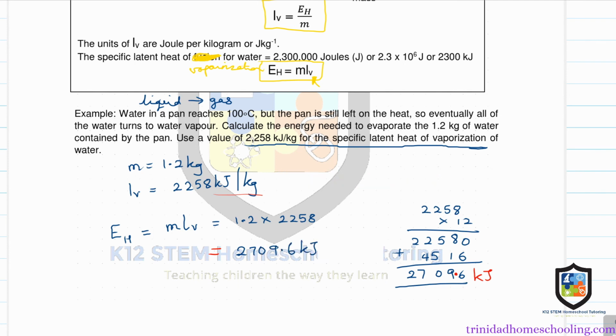2709.6 kilojoules, and it's the same calculations as we would do on page 8. The only difference is we are using the specific latent heat of vaporization, and you would need to know when to use the fusion and when to use latent heat of vaporization.